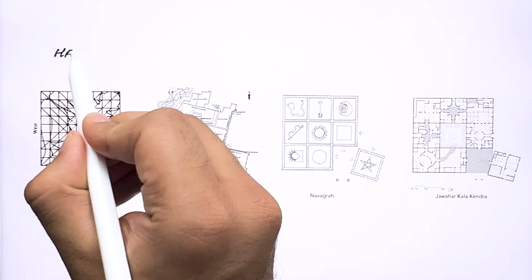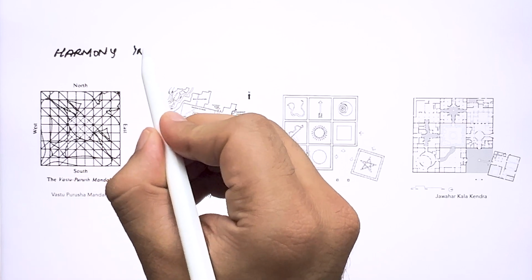So let's try to understand how Charles Correa took the inspiration from the Jaipur city. And please watch this video till the end so that you can understand how you can take the inspiration from your own city. So here Charles Correa harmonized different concepts to create the JKK.